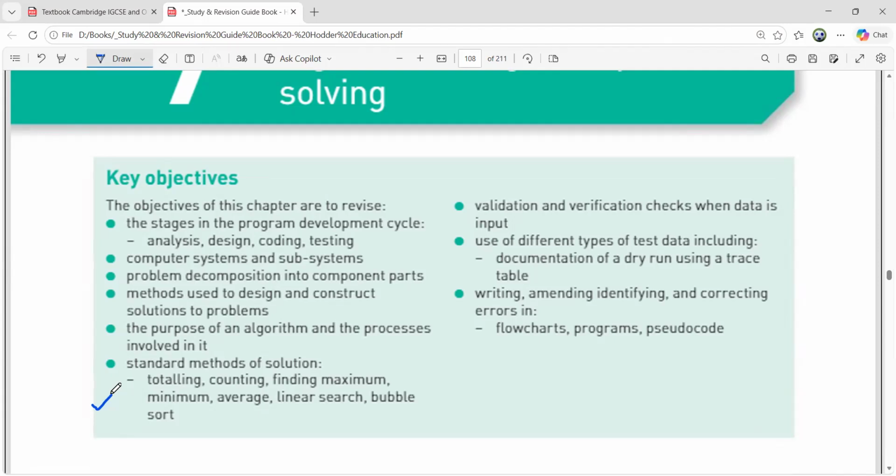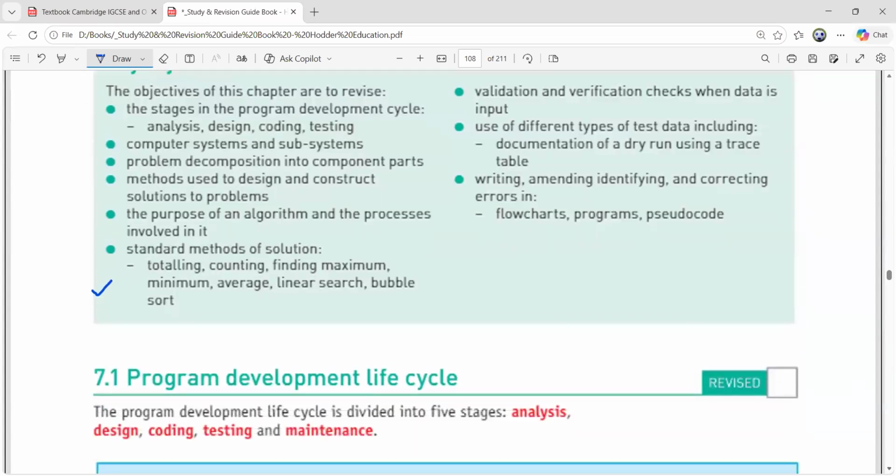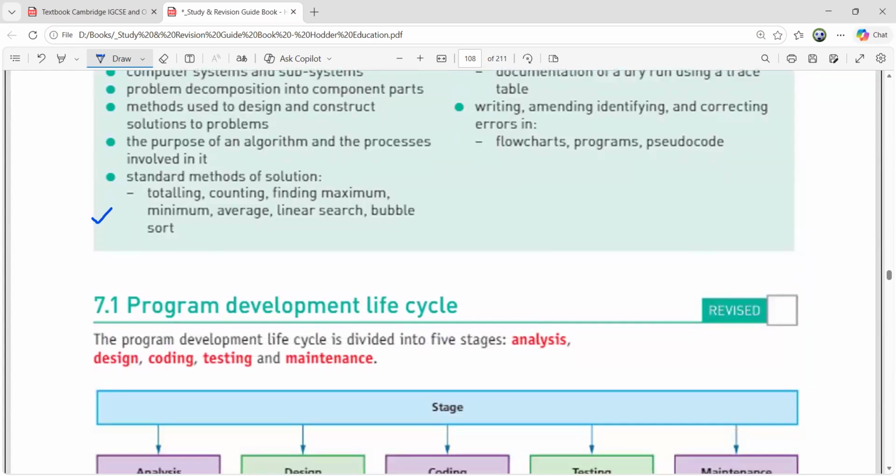Writing, amending, identifying, and correcting the errors is also going to be a very important thing in flowcharts, programs, and pseudocode writing. So this is going to be just a brief discussion. And since you have already attempted a few of the past papers, I think that will give you a very clear idea of how you will go about it in your exam, inshallah.